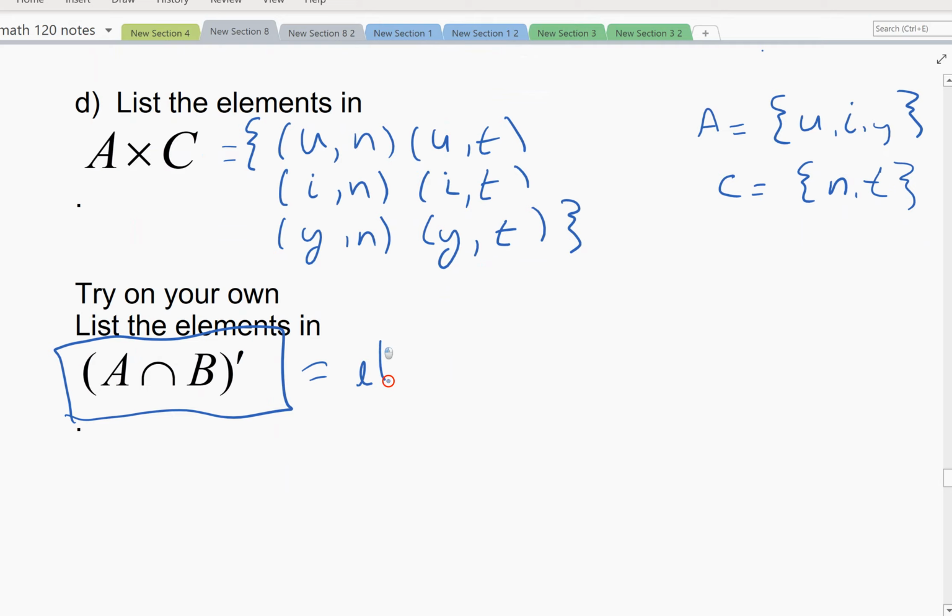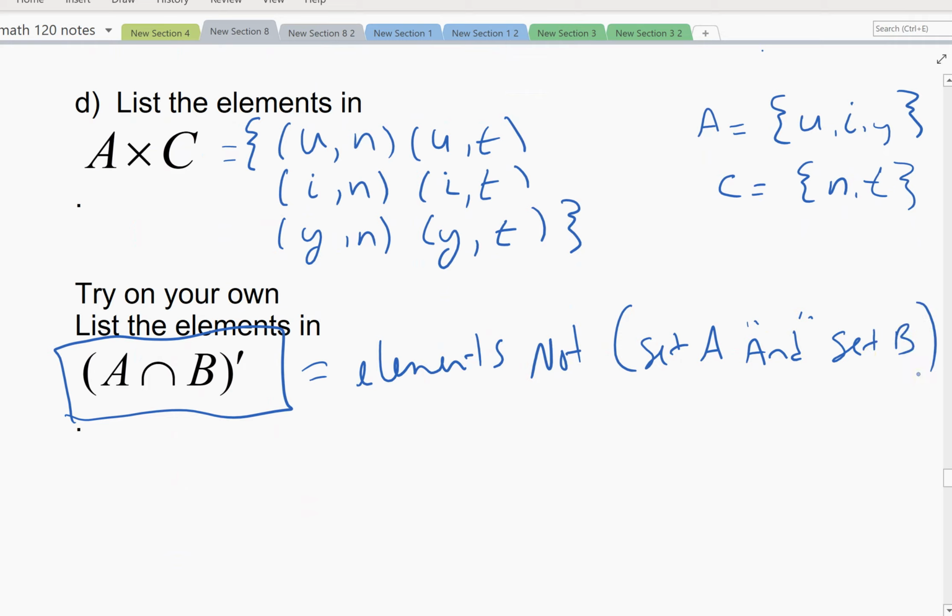So we want all of the elements. Remember, the prime outside means not from the group A and B, right? So I want to figure out, are there any elements not in set A and B? So this would be where they share in common, and I throw those out. I don't want those. So that's for you to do.